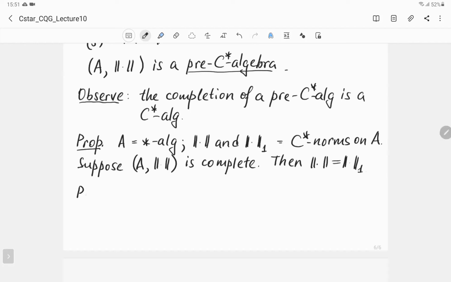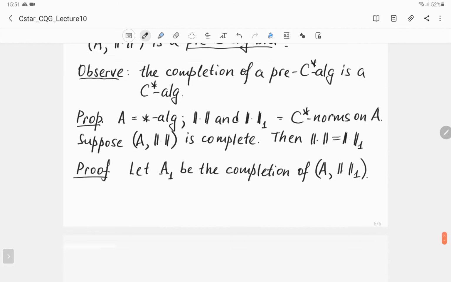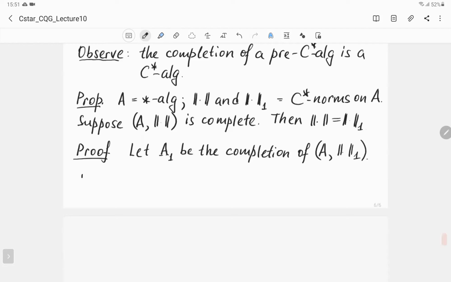Well, anyway, the proof is very easy. So let's take the completion of A with respect to the second norm. Let A1 denote the completion of A with respect to the second norm. And let's look at the inclusion map J of A into A1.